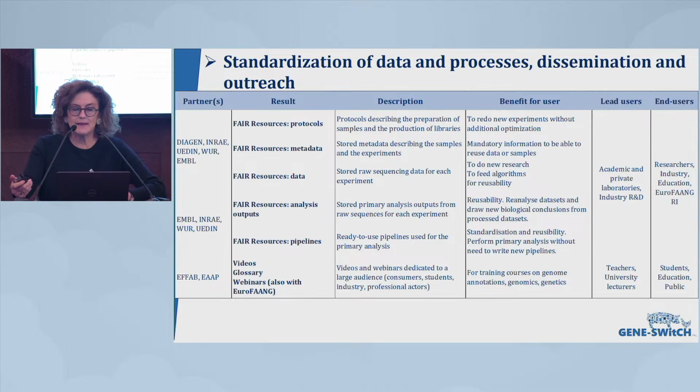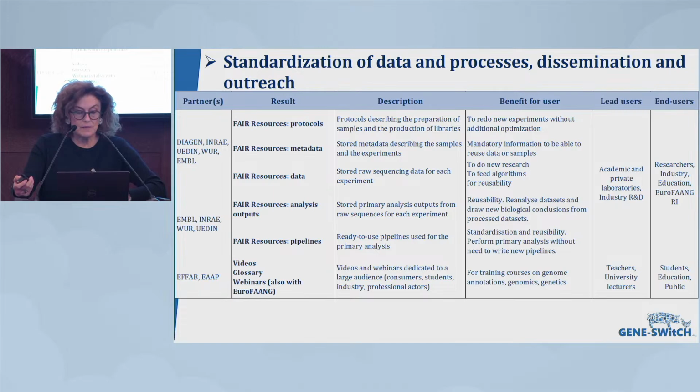Store metadata, raw sequencing, but also store primary analysis outputs for each experiment. Ready-to-use pipelines: a lot of work in GENE-SWitCH was done really on pipelines for bioinformatic analysis. And again, you see the potential benefits, I'm not going into the details again, for users, lead users and end users, more or less the same, in this case more academic and private laboratories, industry, R&D.